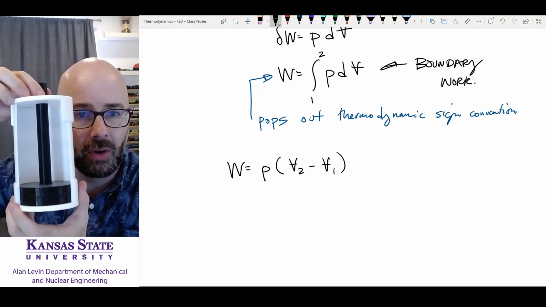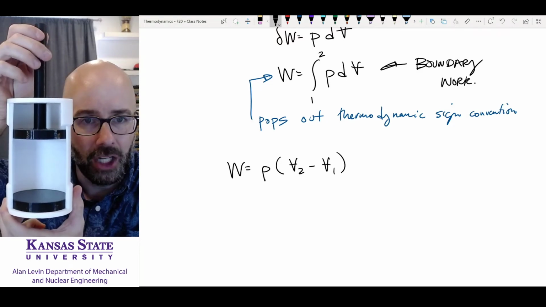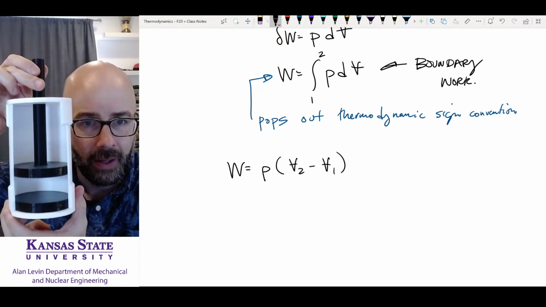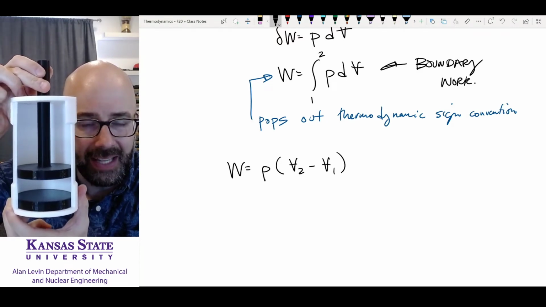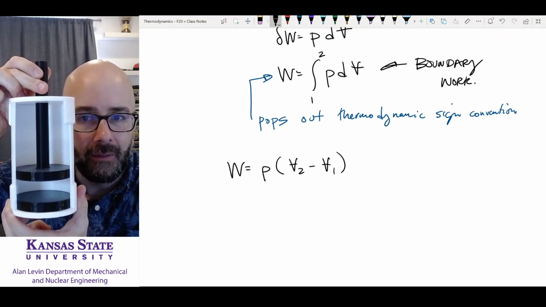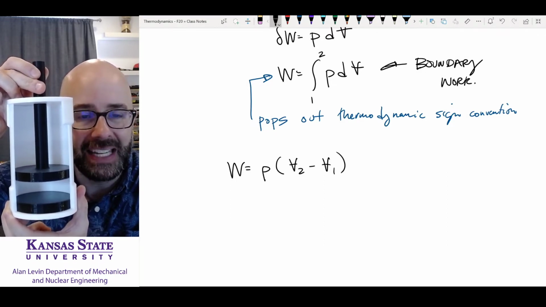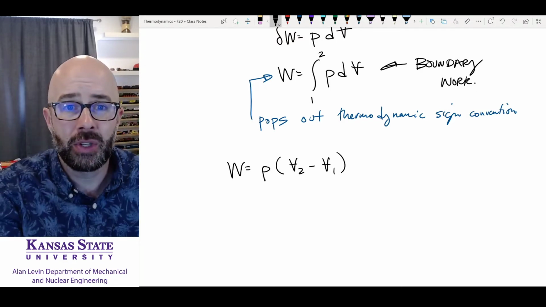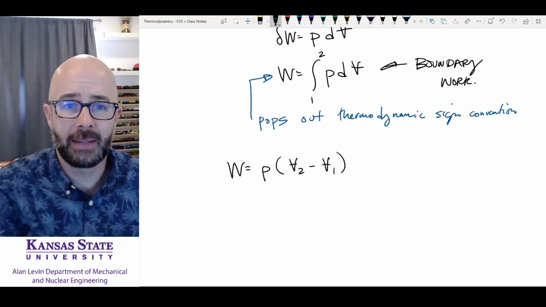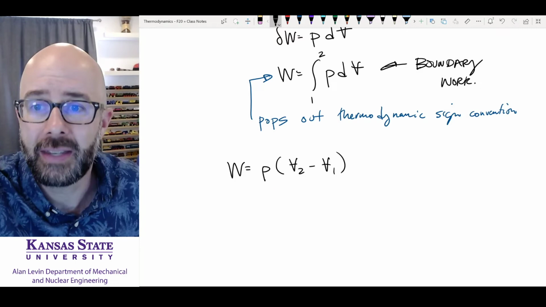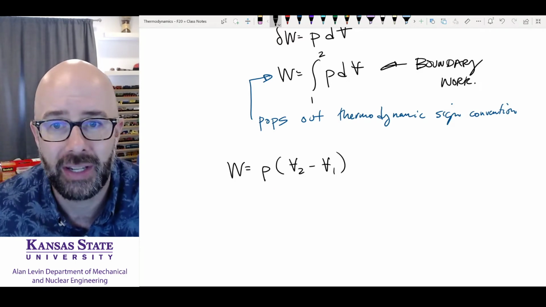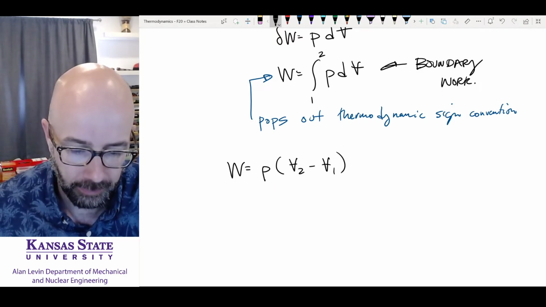Now let's have a situation where V2 is less than V1. Here's V1. Here's V2. What has happened? Compression has happened. V2 is less than V1. We are going to have a negative sign in our equation, and you will see that the surroundings are pushing on that system, causing it to be compressed. So this pops out the thermodynamic sign convention, exactly what we want to happen.